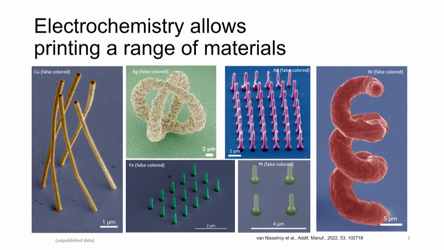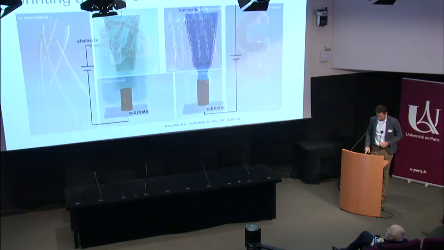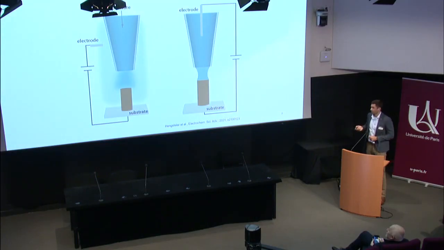So here, these are, again, electron microscope images, and they are false colored, just to have a little bit of artistic representation. But you can see that we are now capable of processing structures made of copper, silver, iron, gold, platinum, nickel, cobalt, manganese, tin, and so on. How do we do that?